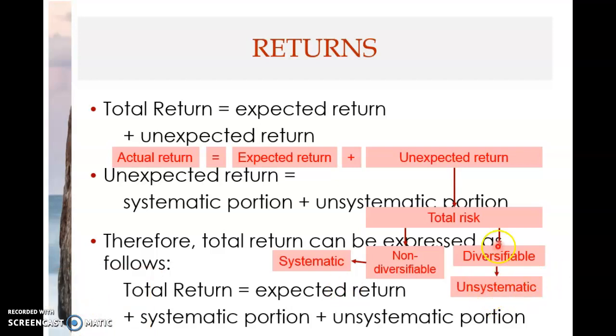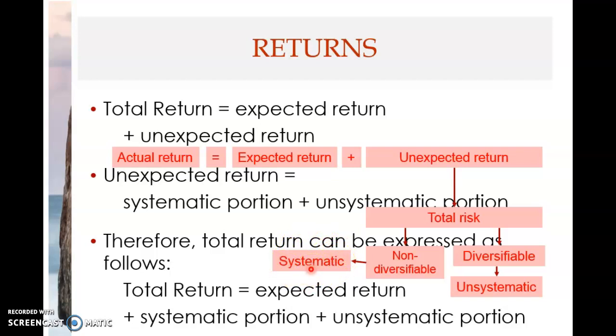Unsystematic risk. Now, the portion that you cannot diversify, that means you cannot eliminate through diversification, we call that non-diversifiable risk. And we also have another name for that called systematic risk.